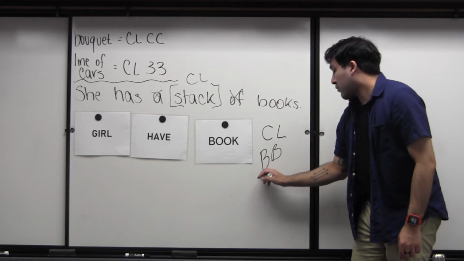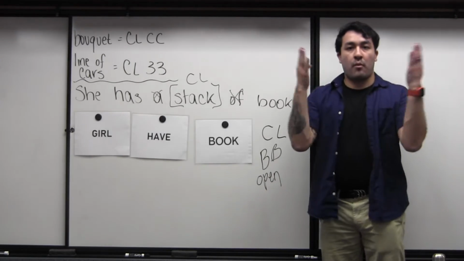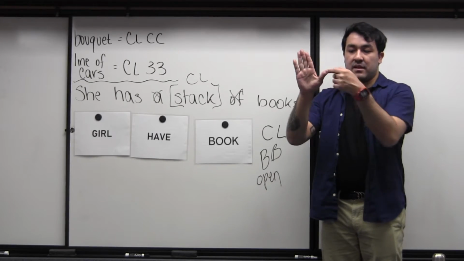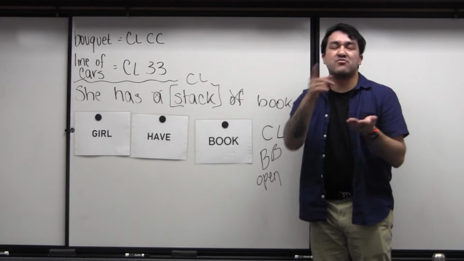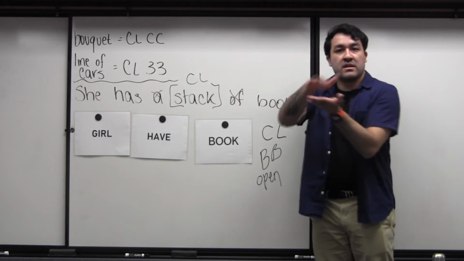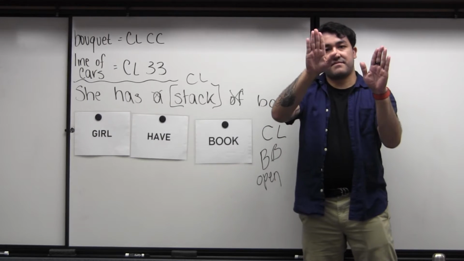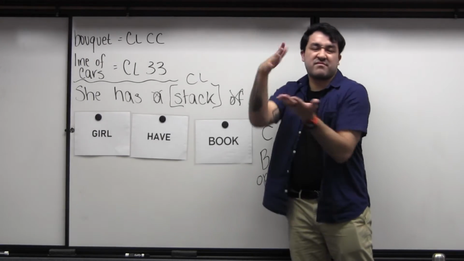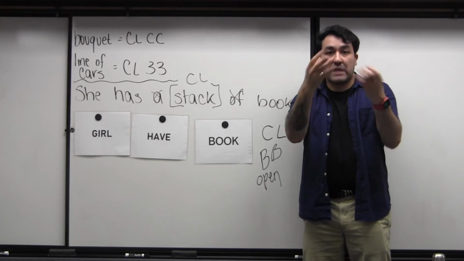So we're going to use classifier BB, but specifically we're going to use the open B hand shape, right? What that means is you take your B hand shape and then take your thumb and open it up. Well, I guess you could do two Bs, but most of the time people will sign open B hand shapes for stacks and stuff like that, or fives. So Bs or fives, you kind of see both. It doesn't really matter.